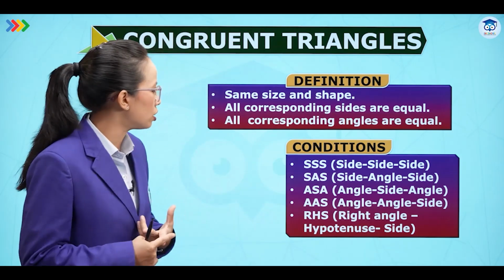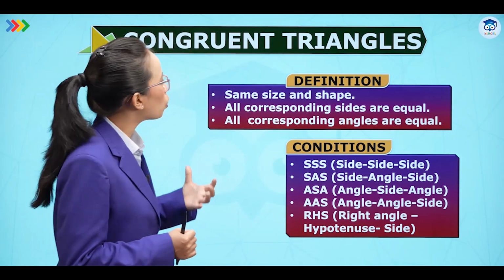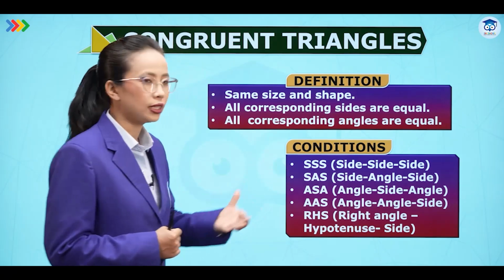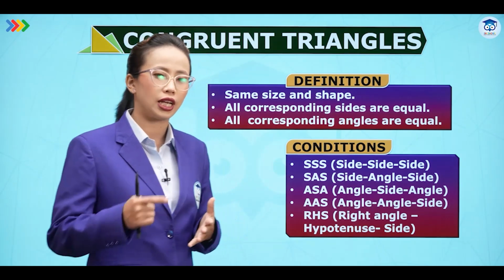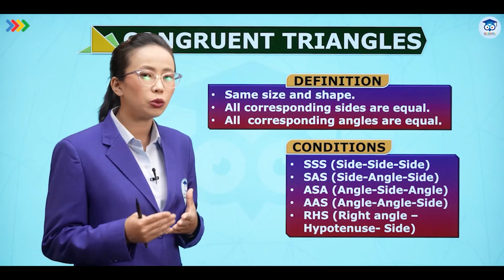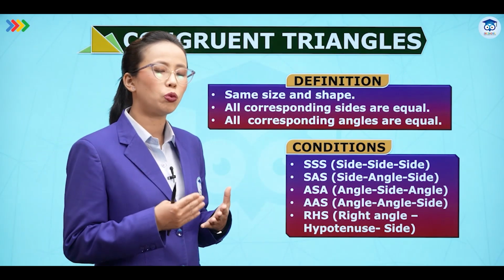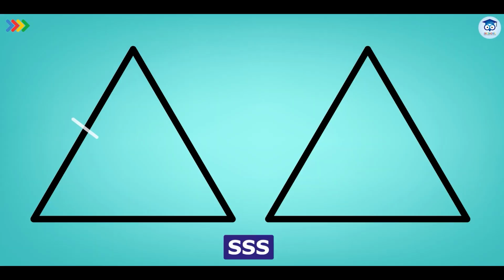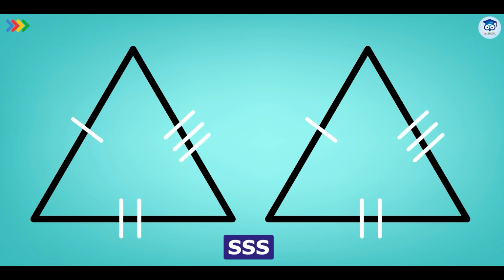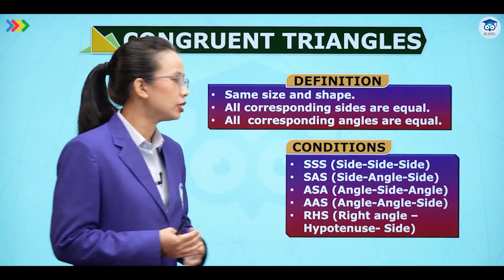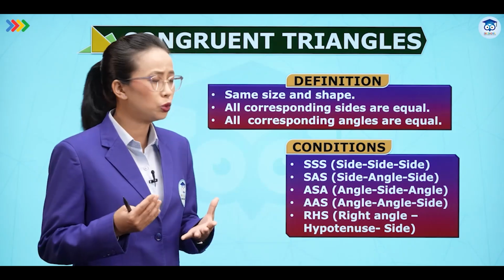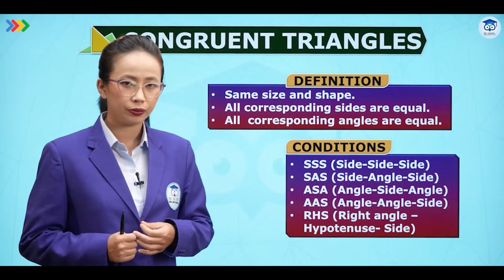So the conditions that we are going to learn for congruency are SSS, here it means side, side, side. So for triangles, if you want to compare whether two triangles are congruent or not, the first thing we are going to check is whether all the sides are equal or not. If all the sides are equal, then we can say that the two triangles are congruent.